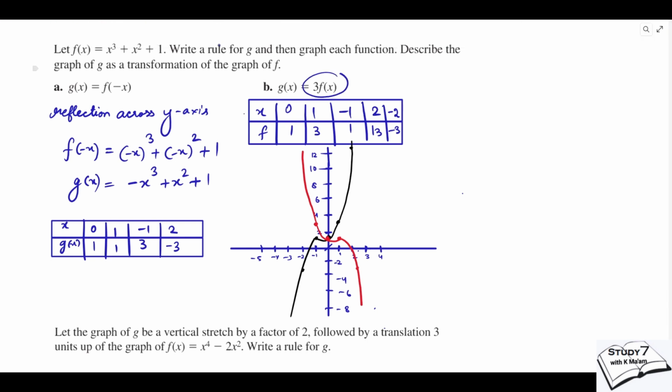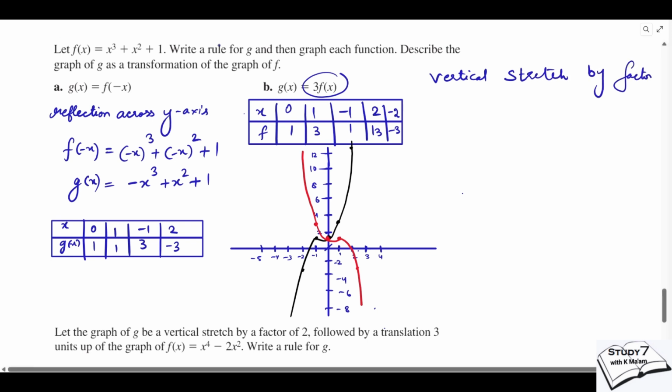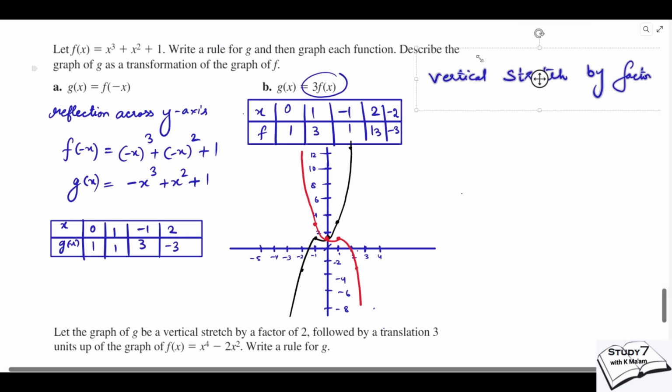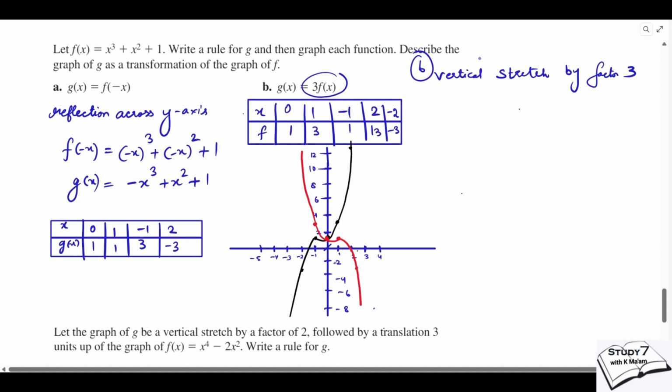What is that? 3 is multiplied with the complete function. As 3 is multiplied with the complete function, it is a vertical stretch. Vertical stretch by factor 3 for the B part. This is the graph for the A part.